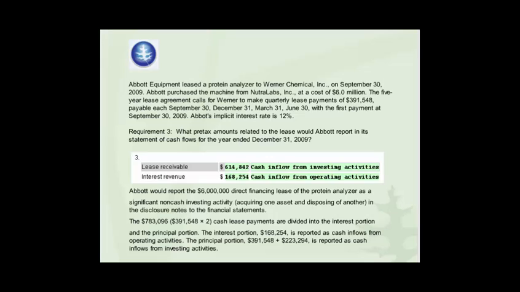Now, $783,096 represents the two payments of $391,548. Those are the cash lease payments, and they would be divided into the interest portion and the principal portion. And we know earlier from working this problem, the interest portion, $168,254, is reported as cash inflows from operating activities. And therefore, the difference, which comes out to be $614,842, is reported as cash inflows from investing activities.